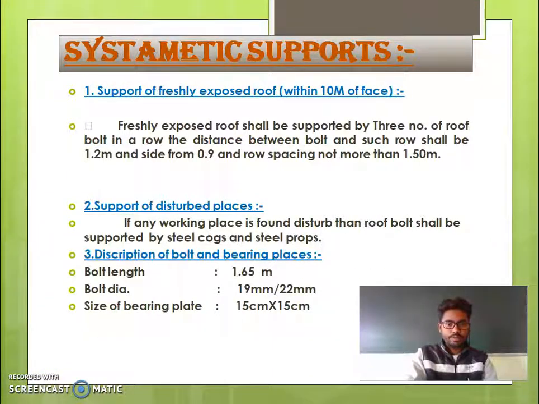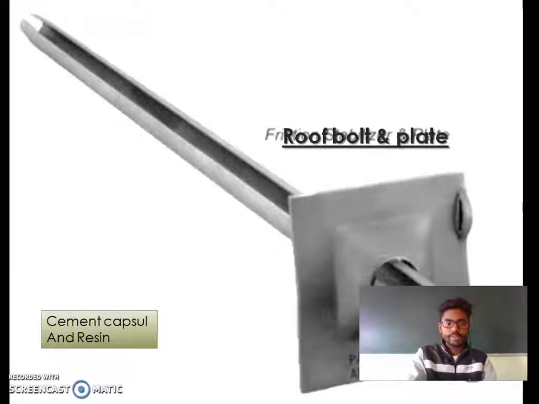Support: freshly exposed roof within 10 meters of the face shall be supported by roof bolts in rows. The distance between the bolts in each row shall be 1.2 meter and between rows 0.9 meter. Description of the bolt and bearing plate: bolt length is 1.6 meter, bolt diameter 19 to 22 mm, size of bearing plates 15 by 15 cm. This is the diagram of the roof bolt.